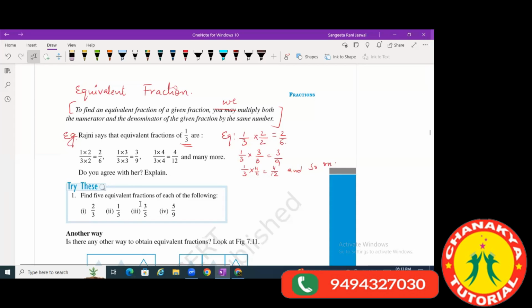So just write this for homework. Write 5 equivalent fractions of 2 by 3 and 1 by 5. Take these 2 for homework. Quickly note down the fractions. Write 5 equivalent fractions of each of the following: 2 by 3, 1 by 3, 1 by 5. Take all 4. Don't take only 2, take all 4 fractions.